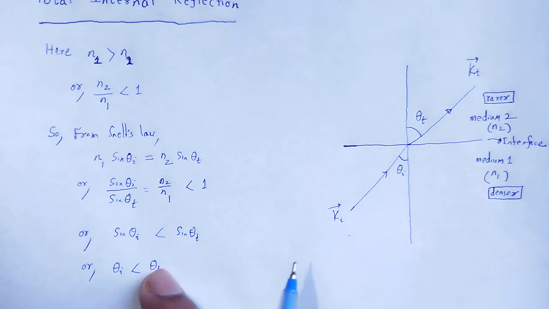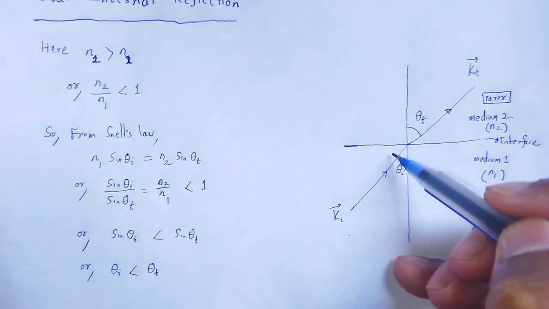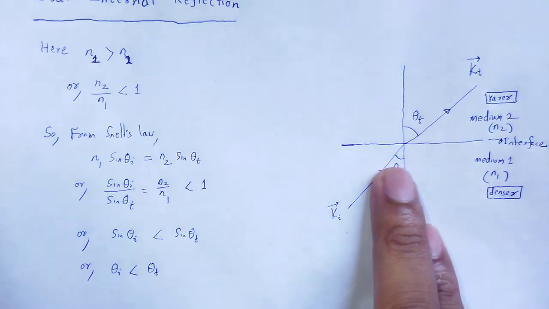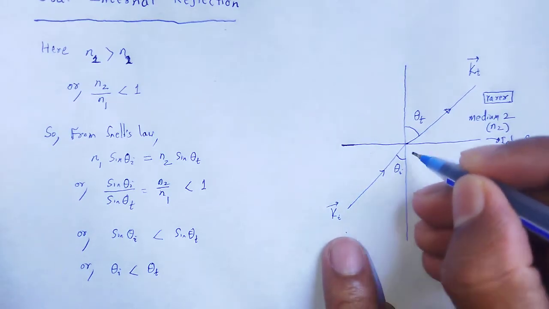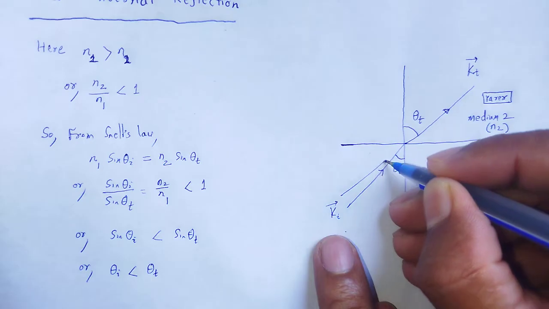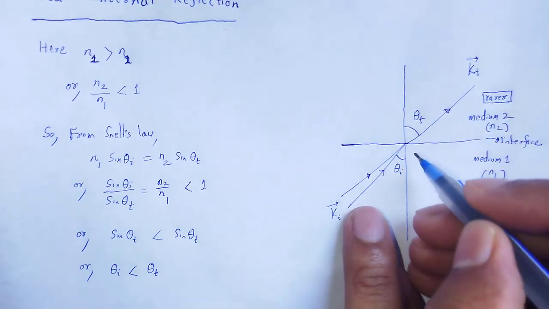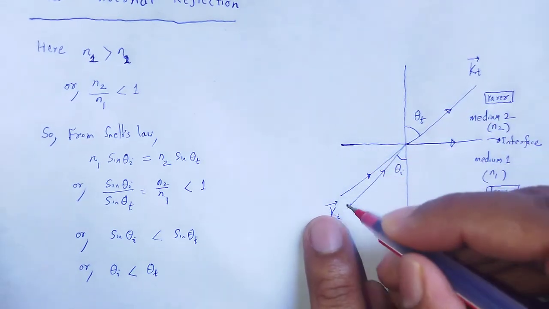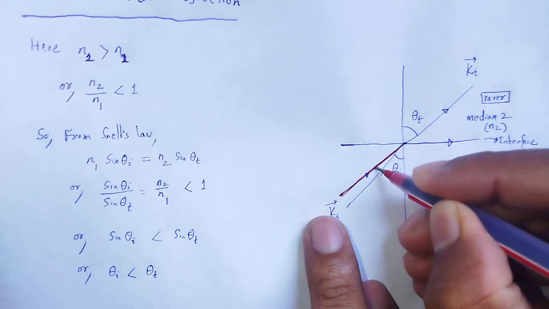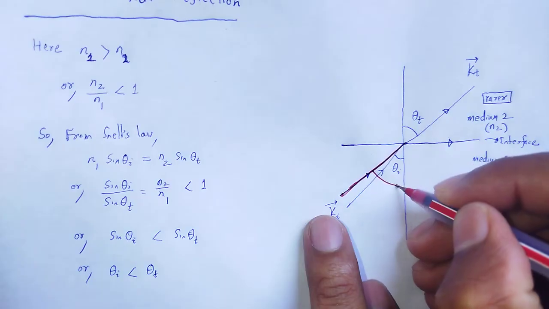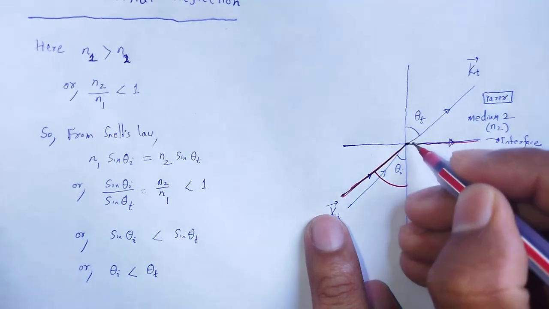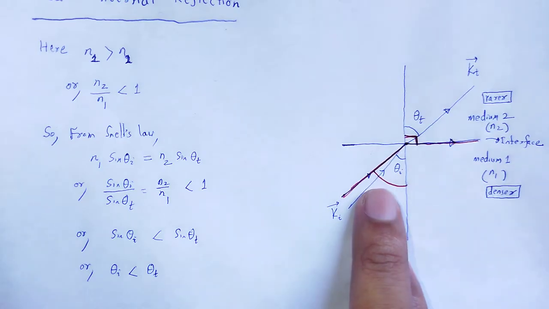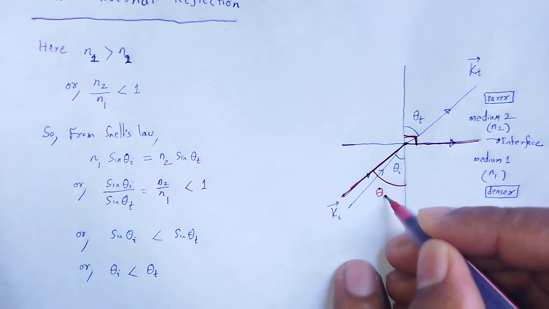What does that equation clarify? When we increase the angle of incidence, gradually there will be an increase of the angle of transmission. At a particular angle of incidence, the angle of transmission will be 90 degrees, and that angle of incidence is called the critical angle, denoted by theta c.